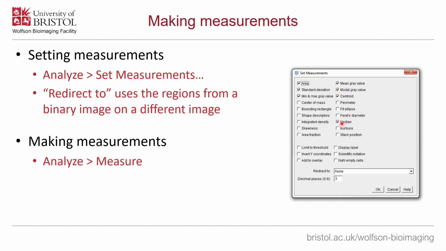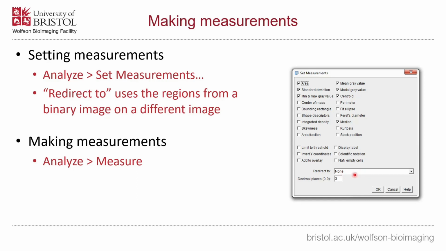A lot of these are just intensity values, so you don't actually have to have a region selected. If you don't have a region selected, it will just measure the entire image. However, there's also a lot of shape metrics here, so things like the perimeter, the centroid, center of mass, things like Feret diameter here, which only work if you've actually got a region selected.